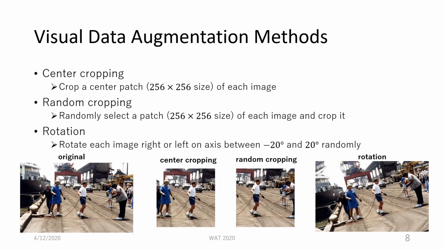For visual data augmentation, center cropping crops the center part of each image. Random cropping randomly selects a part of each image and crops it. Rotation rotates each image right or left on an axis between -20 and 20 degrees randomly.